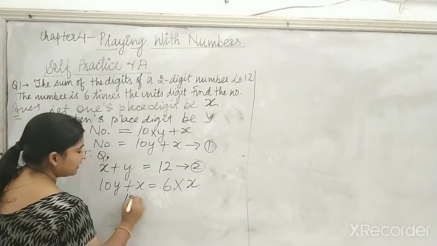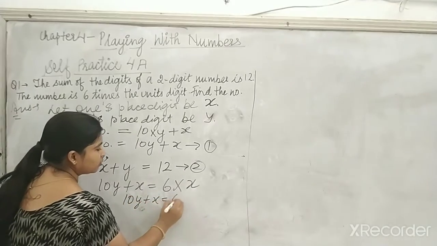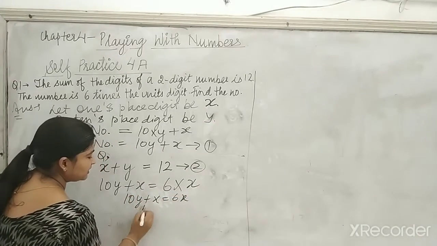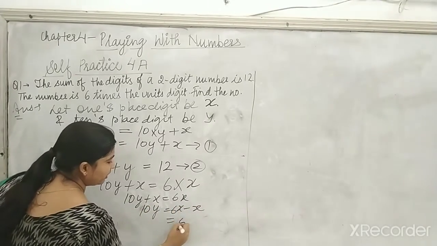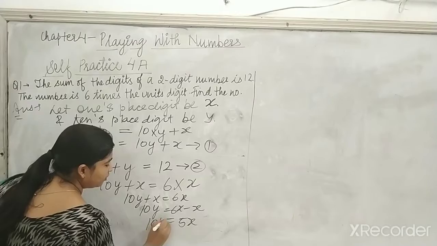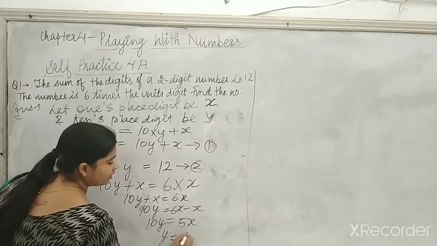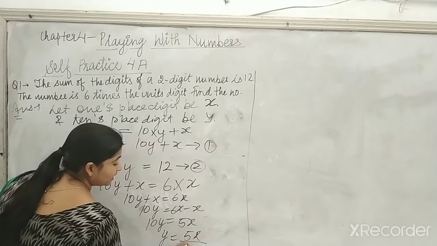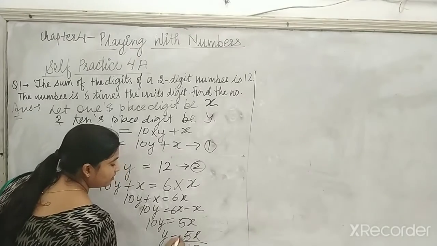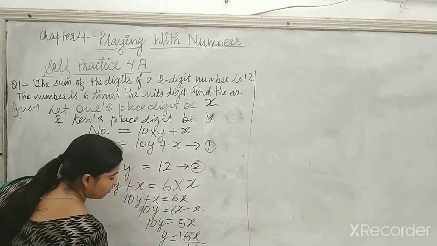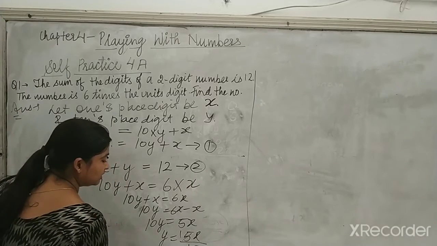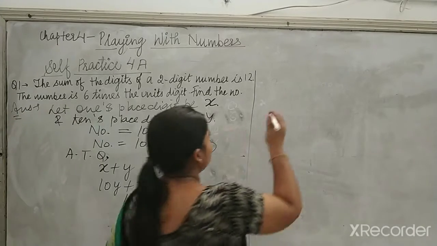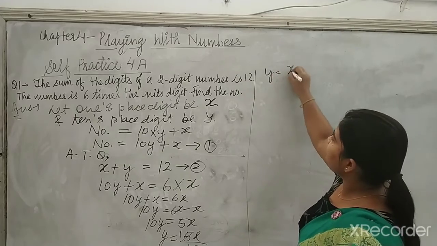So can I say 10y plus x is equal to 6x, and we can say that 10y is equal to 6x minus x, that is 5x. So 10y equals 5x. From here we can calculate the value of y: 5x upon 10. So the value of y we have got is x upon 2. So y is equal to x upon 2.